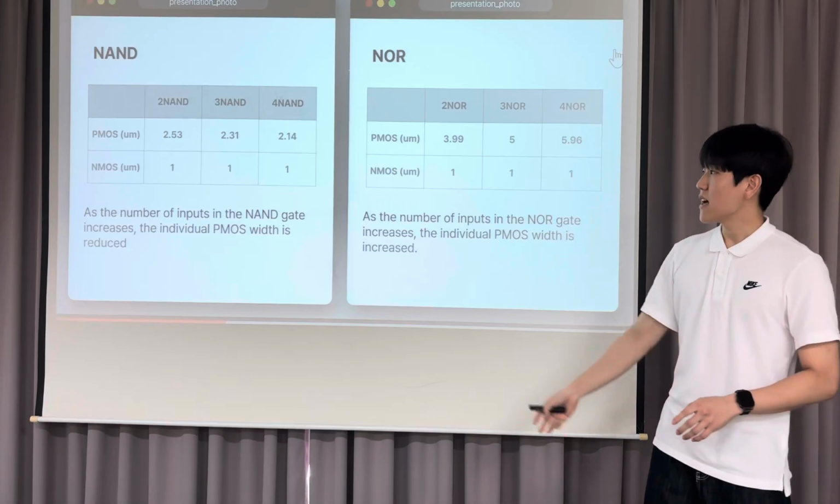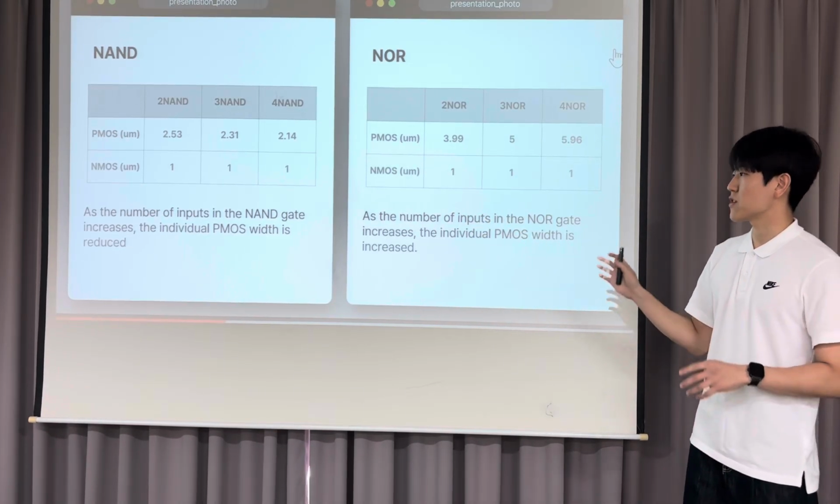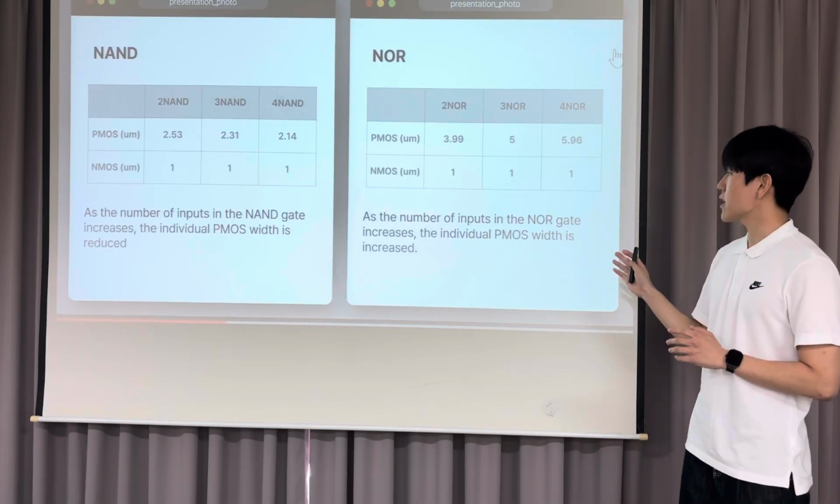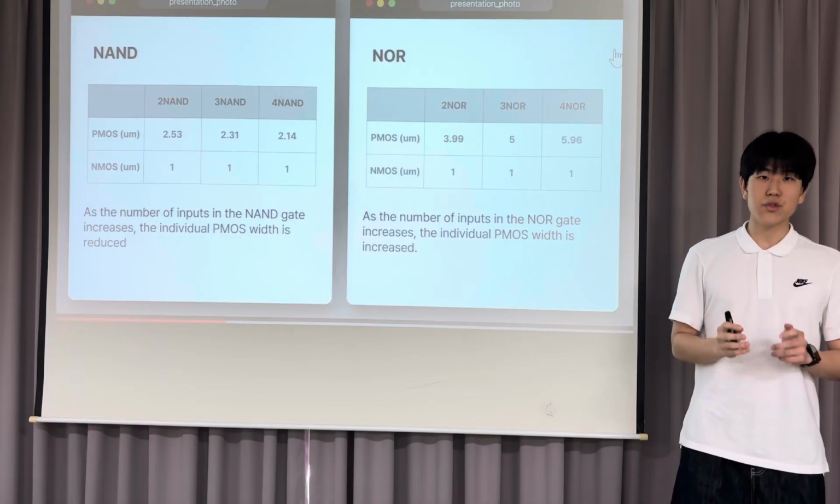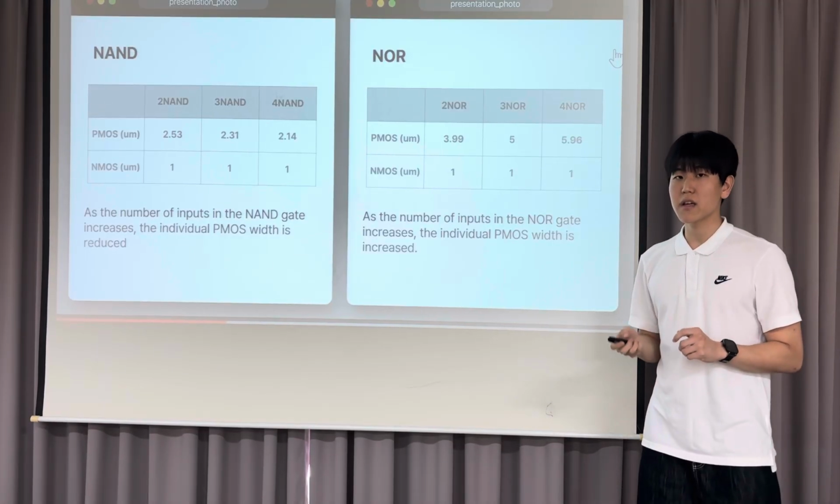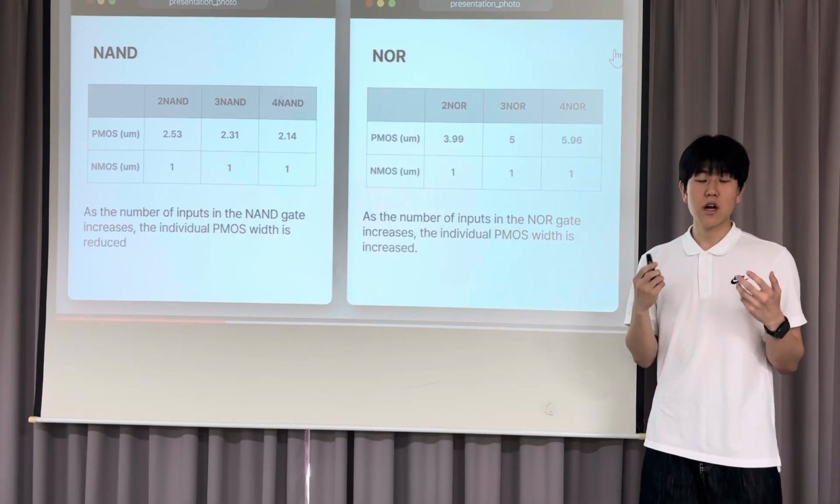As you can see, as the number of inputs in the NAND gate increases, the individual PMOS width is reduced, whereas in the NOR gate, the PMOS width increases. The difference is due to the resistance characteristics of the NAND and NOR, the parallel and series configurations.